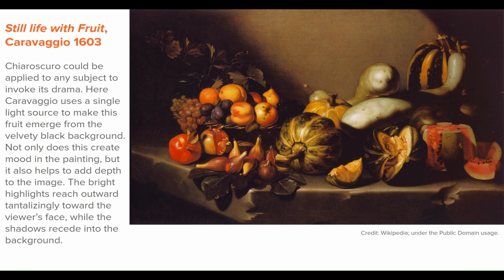Chiaroscuro could be applied to any subject to invoke its drama. Here, Caravaggio uses a single light source to make this fruit emerge from the velvety background. Not only does this create mood in the painting, but it also helps add depth to the image. The bright highlights reach outward tantalizingly towards the viewer's face, while the shadows recede into the background.